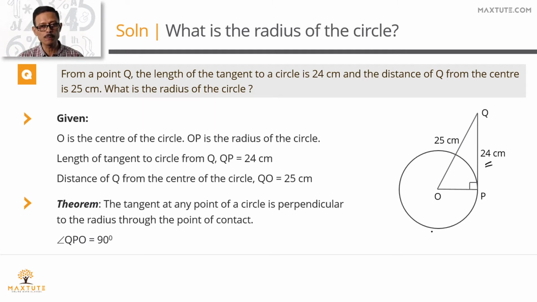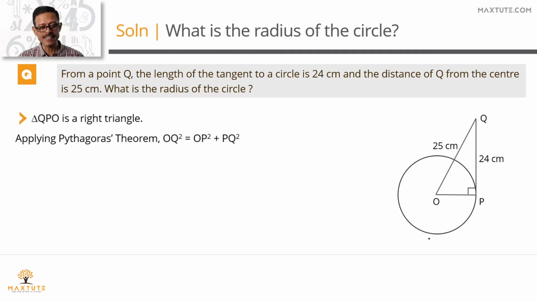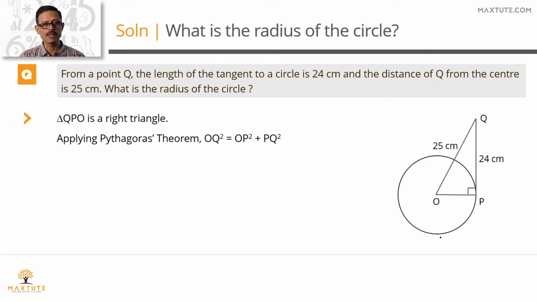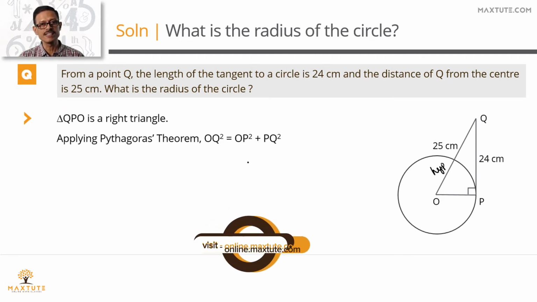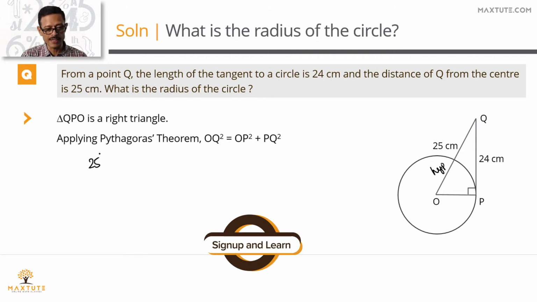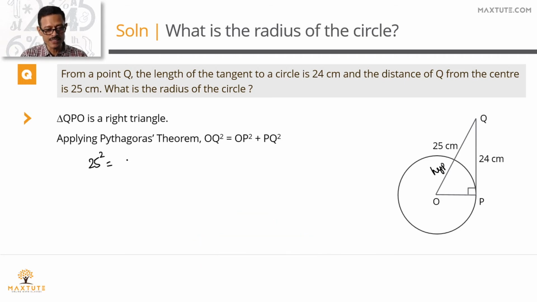Now what we have in QPO is a right triangle. In this right triangle, we're going to be applying Pythagoras theorem. OQ is the hypotenuse to this right triangle. So OQ square is equal to sum of the squares of the other two perpendicular sides. So OQ measures 25. So 25 square is equal to, we are trying to find the measure of OP, which is the radius. So that is equal to OP square plus PQ square measures 24 square.